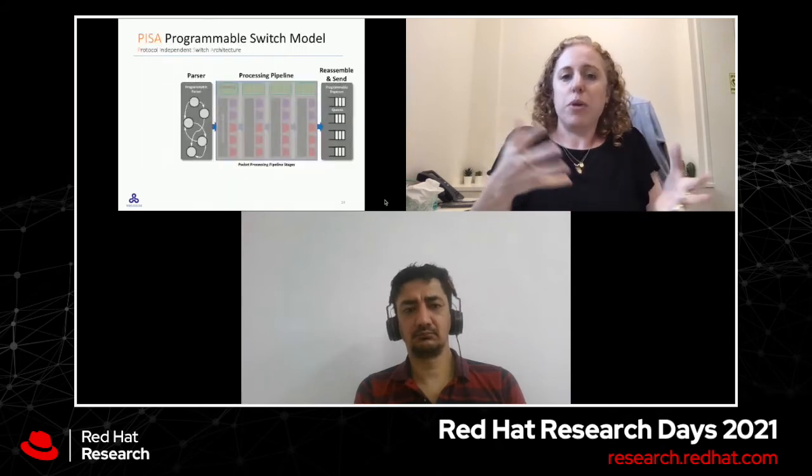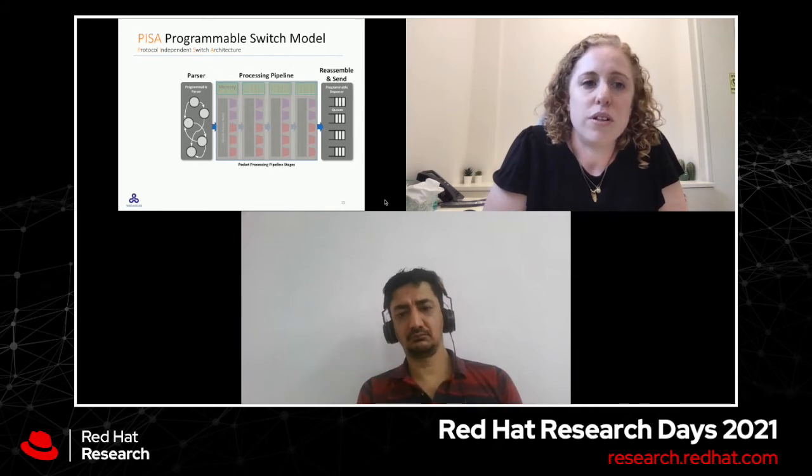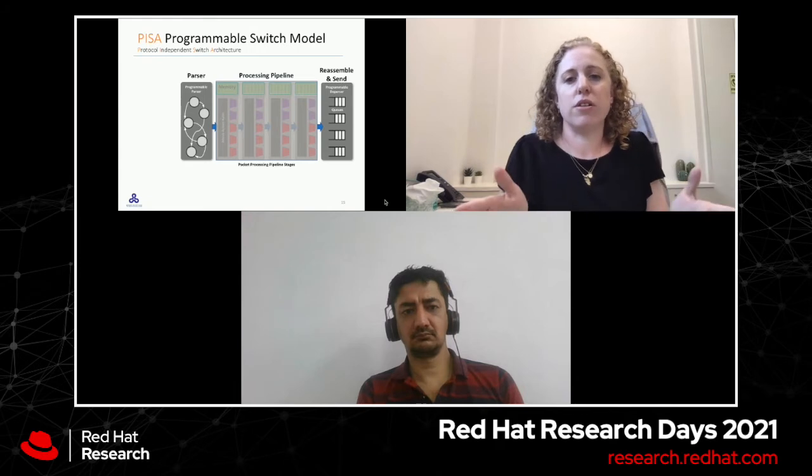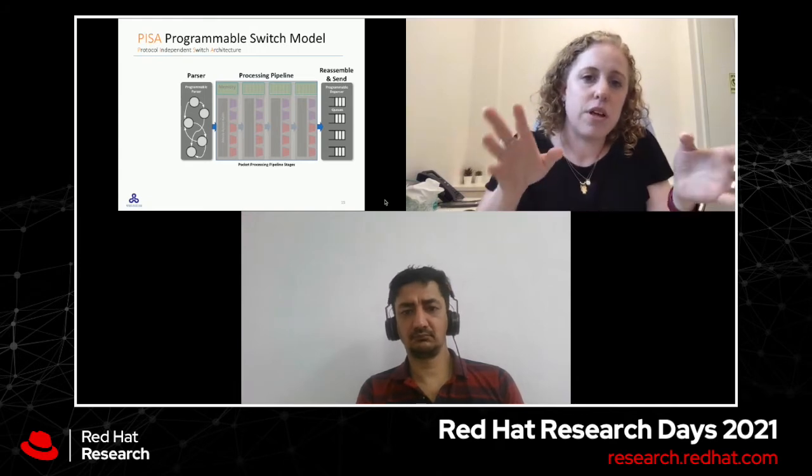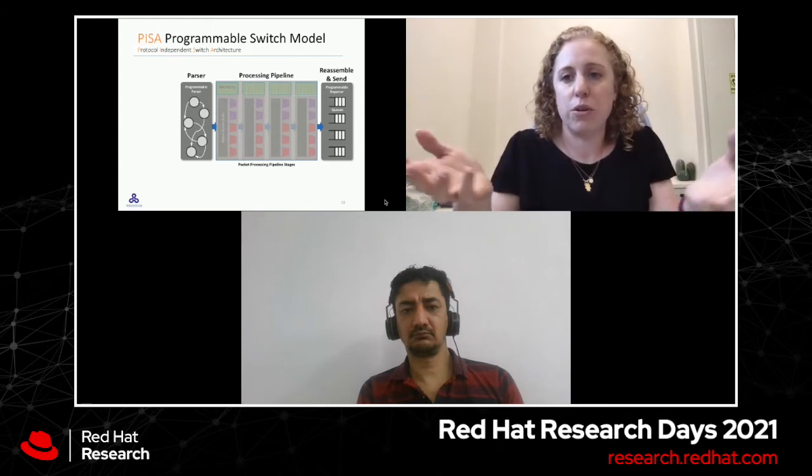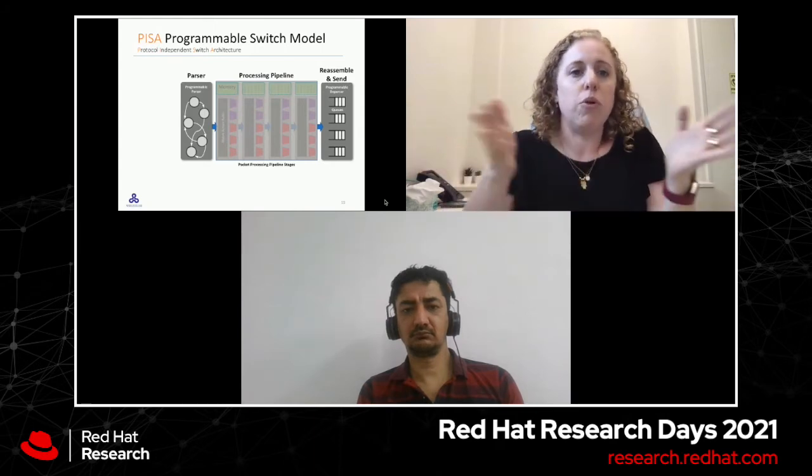So let's look a little bit at what these switches actually look like. A common standard in programmable switches is called PISA, or Protocol Independent Switch Architecture. We can see here that the general architecture contains three components. Each packet going in will be parsed using a programmable user-defined parser. So the user can actually define the way in which the packet will be parsed. It will then go through a processing pipeline, and then it will be reassembled and sent along on its way.